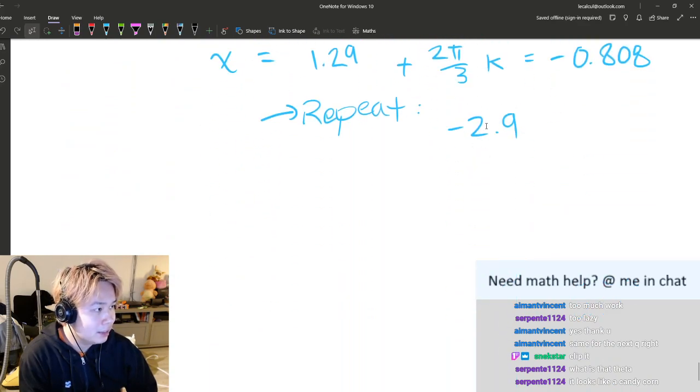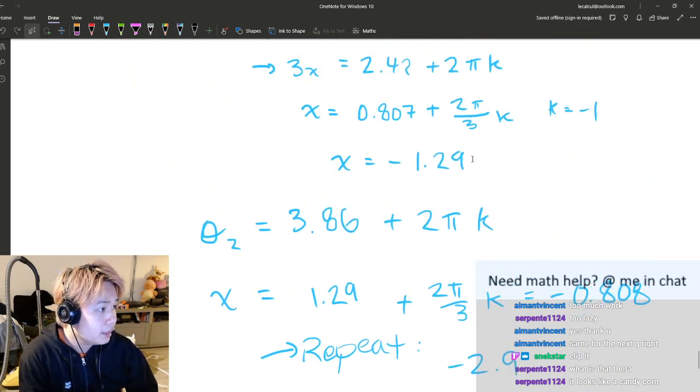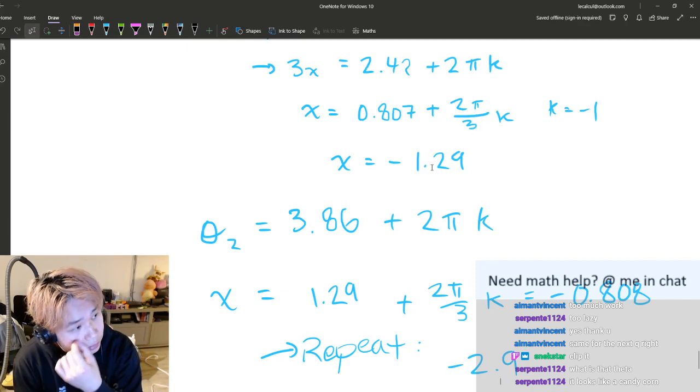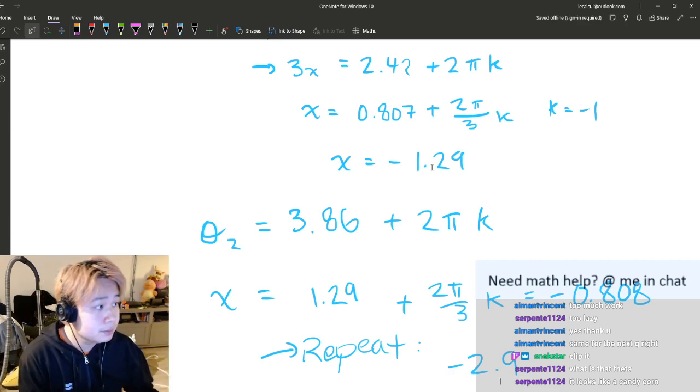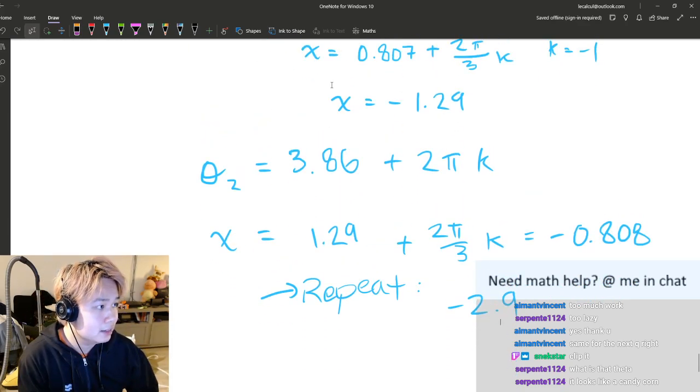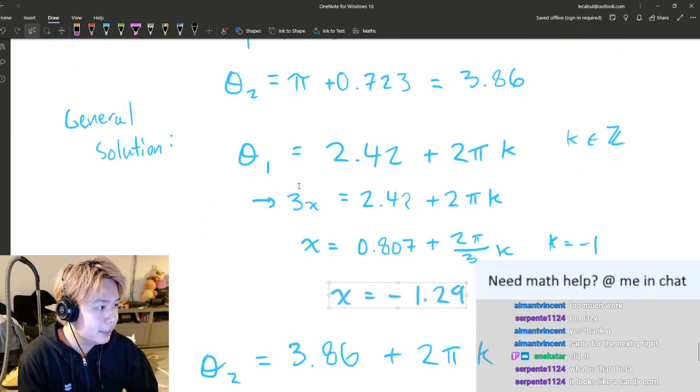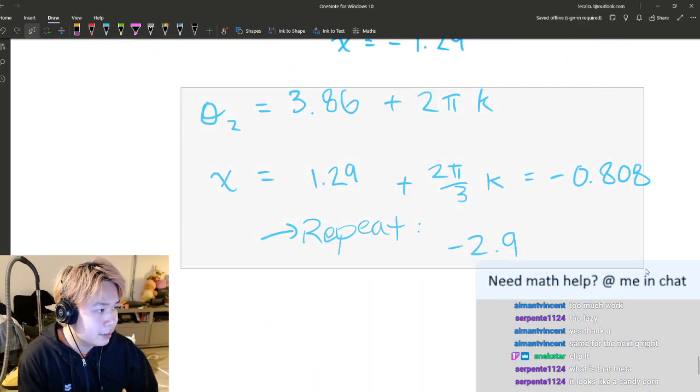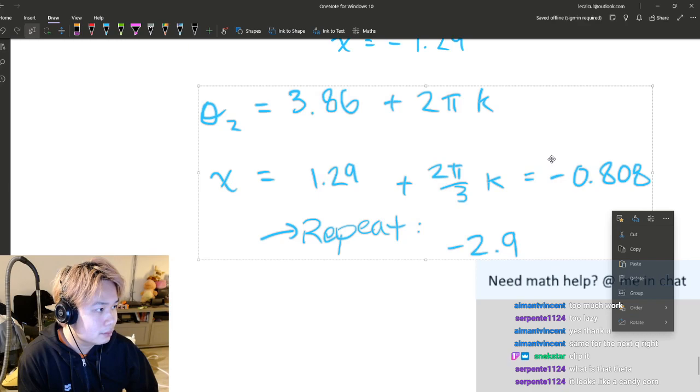So we actually have 3 answers. If I subtracted another one, I'm out of the domain. Likewise with this one, negative 1.29, if I were to subtract another 2 pi over 3, I'm over negative 3.14. So there's actually 3 answers. One from theta 1, and then 2 from theta 2.